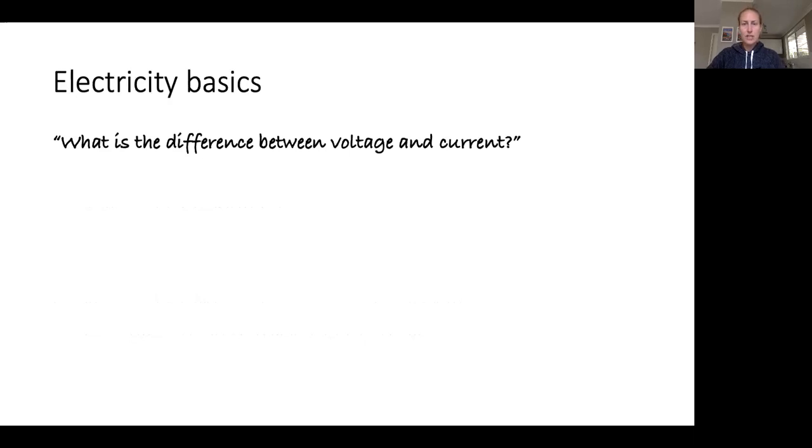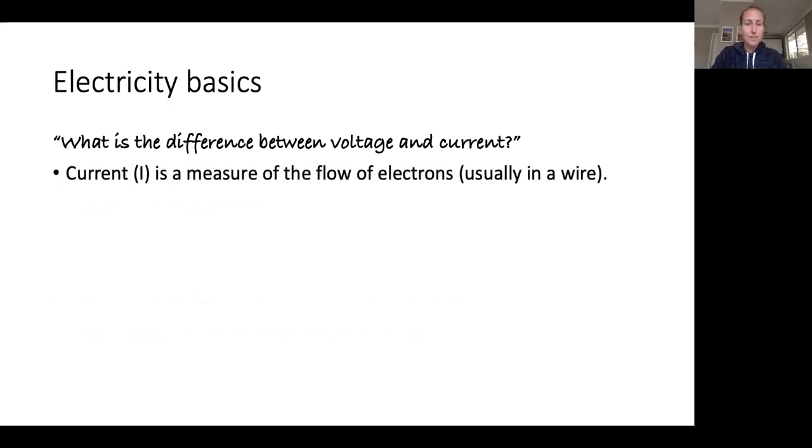Now, when it comes to electricity basics, there were some of you who mentioned that you haven't really done anything with electricity before. And so one of the questions was, what's the difference between voltage and current? So I'm just going to go through voltage, current, and resistance. Let's start with current because it's probably the easiest one to understand. Current is a measure of the flow of electrons, usually in a wire.